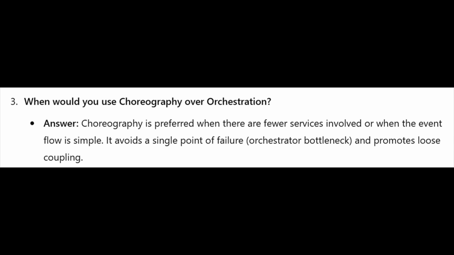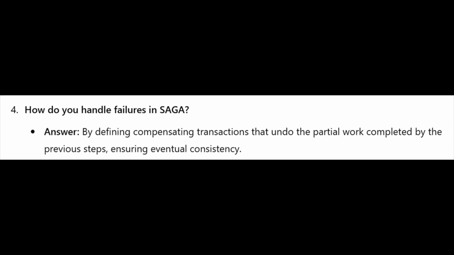When would you use choreography over orchestration? Answer: choreography is preferred when there are fewer services involved or when the event flow is simple. It avoids a single point of failure and orchestrator bottleneck and promotes loose coupling. How do you handle failures in SAGA? Answer: by defining compensating transactions that undo the partial work completed by the previous steps, ensuring eventual consistency.